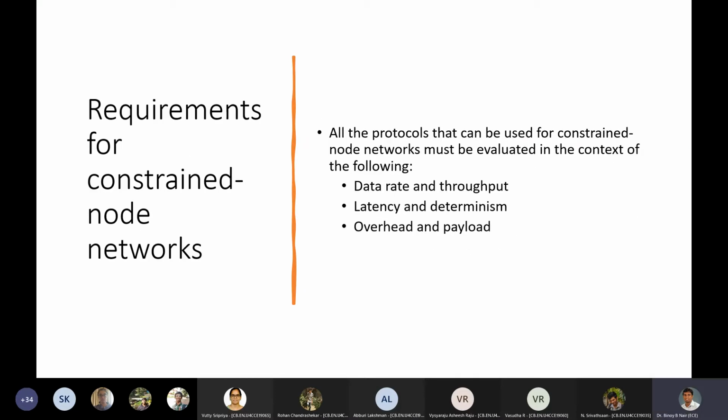What are the major requirements if you are putting up a constrained node network, in other words, a network of constrained nodes? Three things are very important. First is the data rate and the throughput of the system. Second is how much latency we can handle; latency is typically delay. And the third is the kind of payload and the overhead requirements in the system that you are implementing.